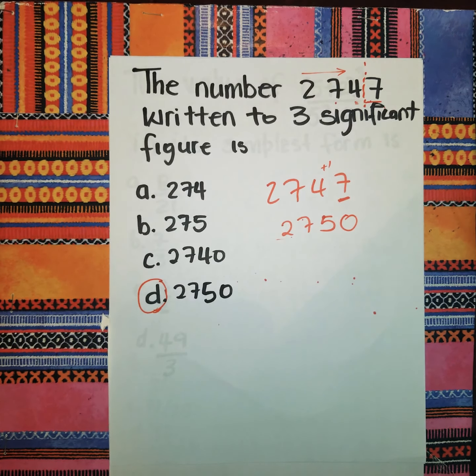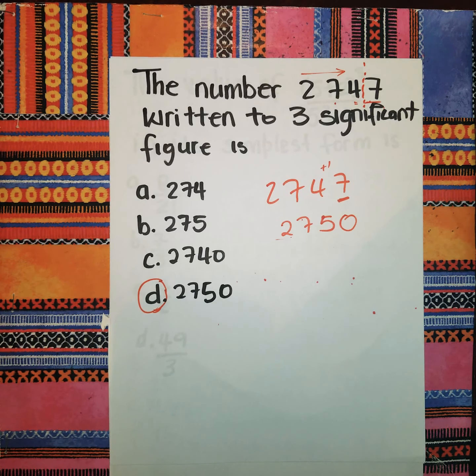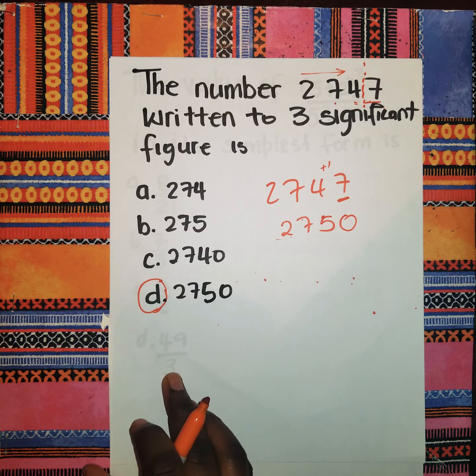Okay? So you may be wondering, why is it not 275? I wouldn't want to convert my $2,000 to 3 sig fig and get $275. I wouldn't bother to do it, guys. So always think about money, the concept of money, when you're doing significant figures.